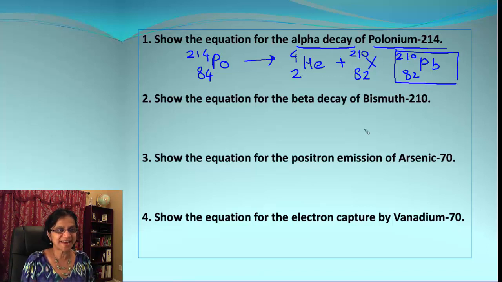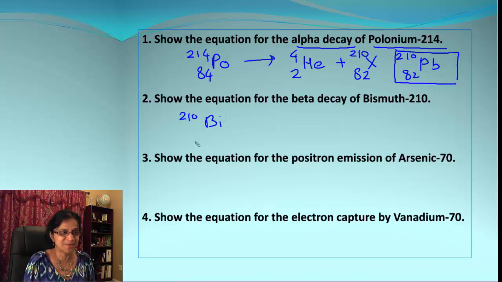Okay, let's work on the second one. We need to get bismuth. 210 is the atomic mass number for bismuth, and the atomic number for bismuth is 83. It is going through beta decay. Beta particles are just like electrons, so it's 0 and negative 1 over here.